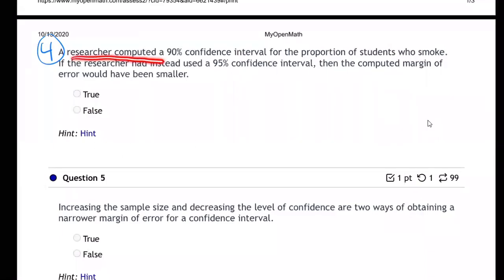Okay, so a researcher computed a 90% confidence interval for the proportion of students who smoke. If the researcher had instead used a 95% confidence interval, then the computed margin of error would have been smaller. Is that true? So a bigger confidence level produces a smaller confidence interval? Smaller error? The margin of error would be smaller? It's asking bigger than 90, correct?